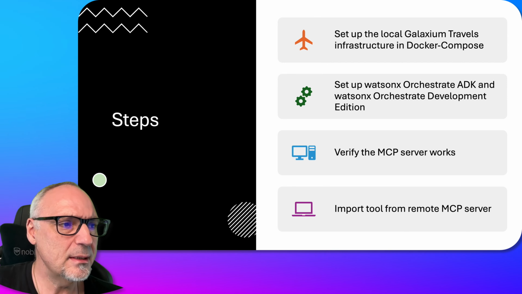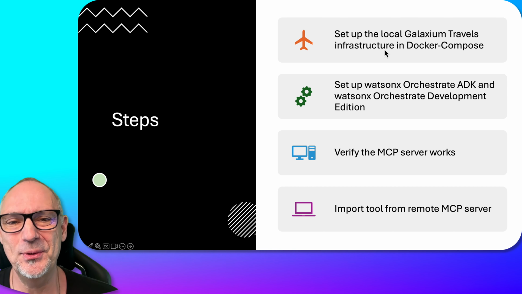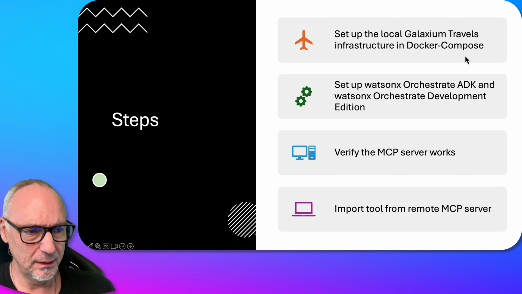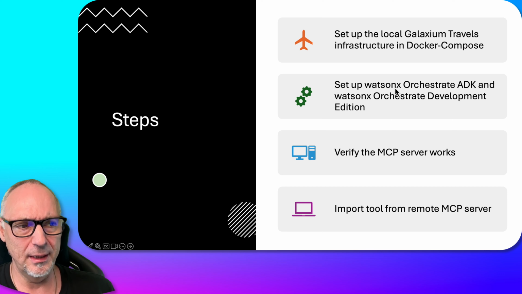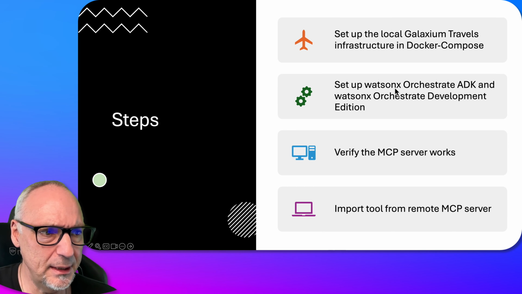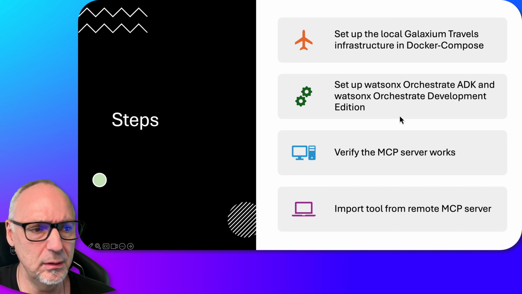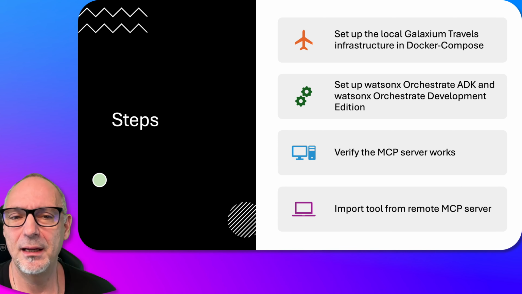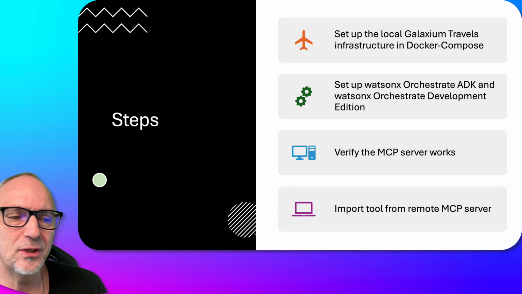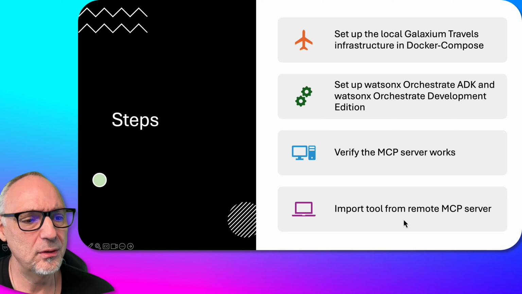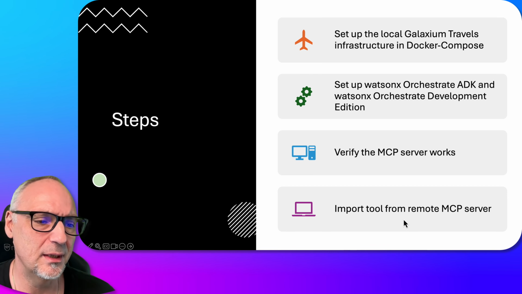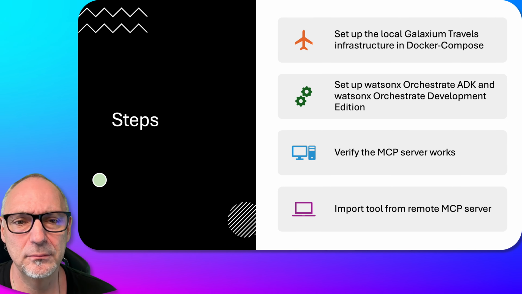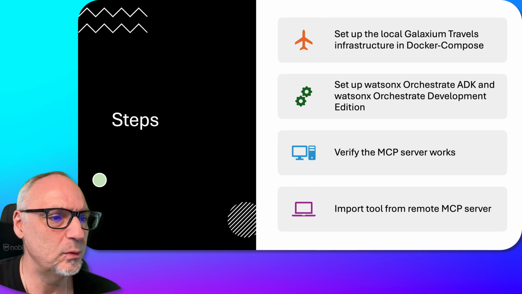What are the steps? The steps are, we set up the entire infrastructure for Galaxium Travels in Docker Compose. Then we set up the watsonx Orchestrate ADK and the watsonx Orchestrate Developer Edition. We verify that the MCP server works with all of that containerized infrastructure on the local machine, and then we import the tool from the remote server inside our Docker Compose, and that is what we are going to do.